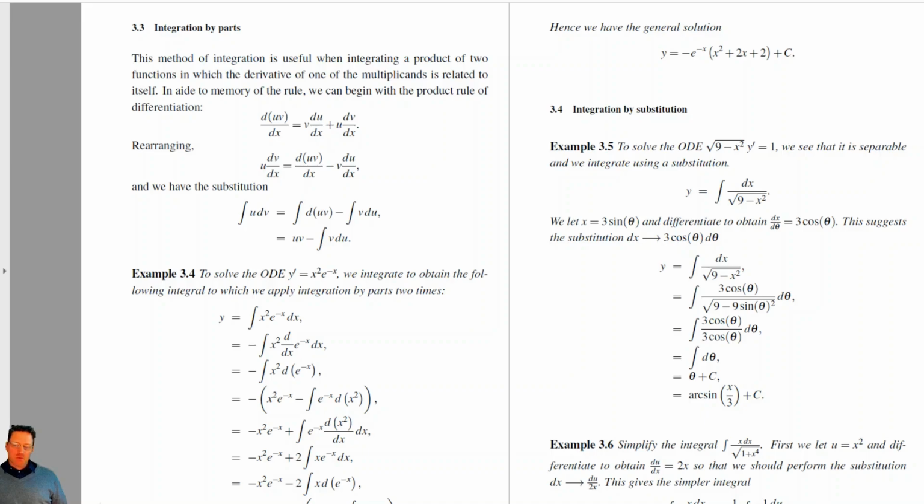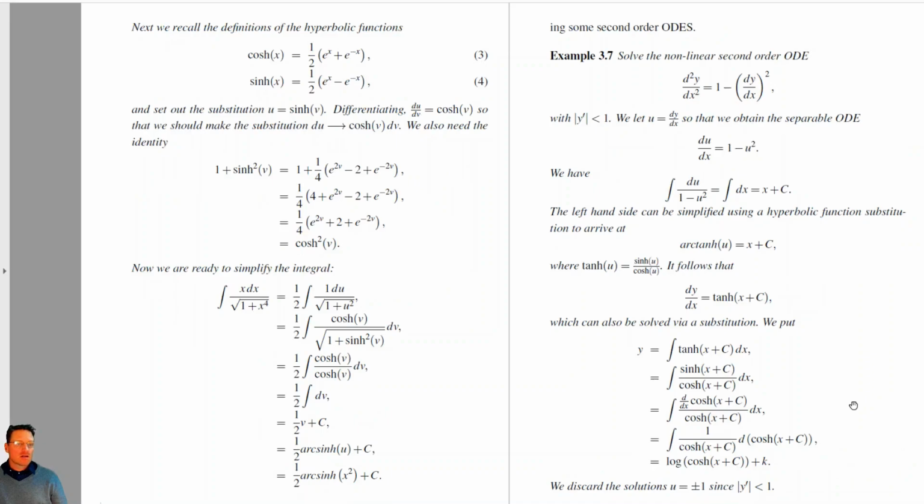Okay, yes, I think we still need a hyperbolic substitution here because we're not done. You see it's easier, but we're not yet done because we still have a square root of 1 plus u squared. Now it's not a difference, it's a sum. So in this case, we're going to want a hyperbolic function as a substitution.